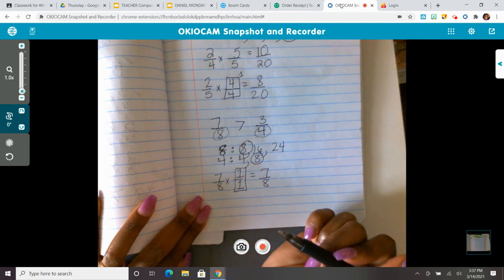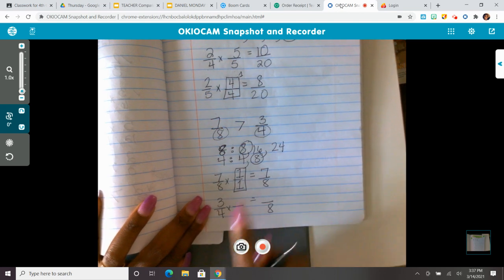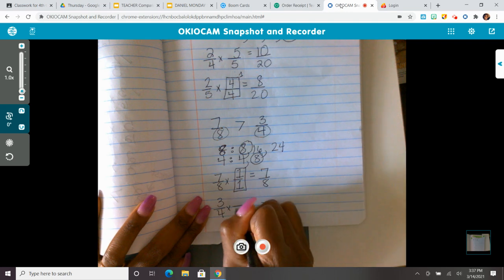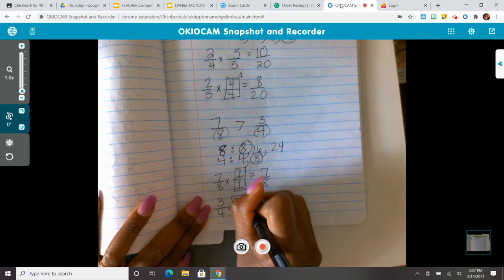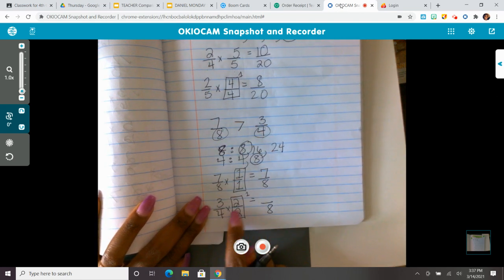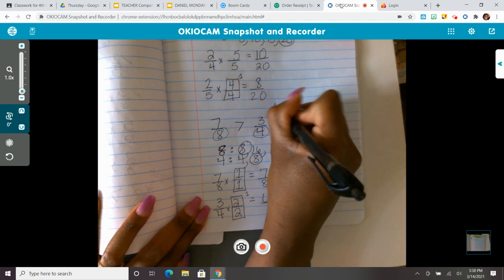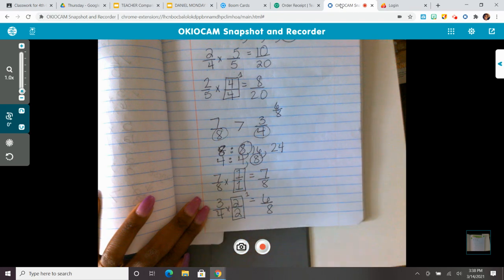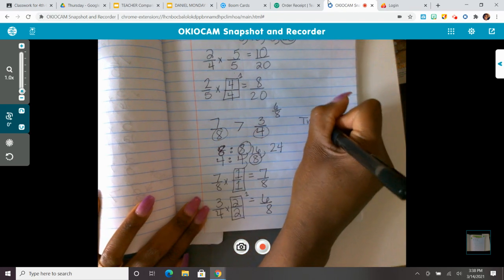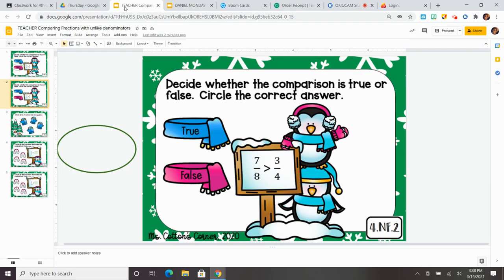Now we're trying to convert 3/4 to eighths. All right, 3/4 times what gives me blank 8. 4 times what gives me 8. 4 times 2, multiply by 2 here, multiply by 2 on top. It has to be a fraction equivalent to one whole. 3 times 2 gives me 6. So I know that 3/4 is equivalent to 6/8. So 7/8 is greater than 6/8. Is that true or false? That is definitely true. Okay. So here I'm going to go back to my screen and I'm going to circle true.